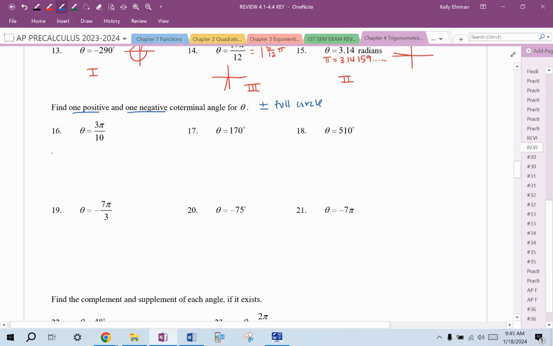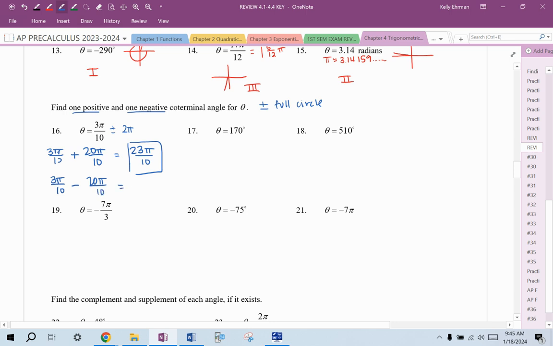So if the angle is 3 pi over 10, we should be adding and subtracting 2 pi. Well, 2 pi is equal to 20 pi over 10. So one positive coterminal angle is 23 pi over 10. And then one negative coterminal angle is 3 pi over 10 minus 20 pi over 10.